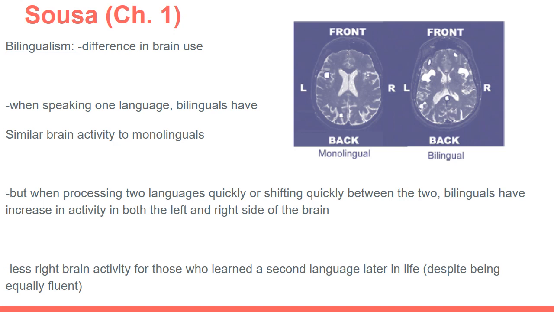However, they've done studies and they've shown that people who learn a language later in life have less right brain activity than those who learn language early on. And that's one reason people think could be the explanation for why people who learn a language later in life often maintain their accent.